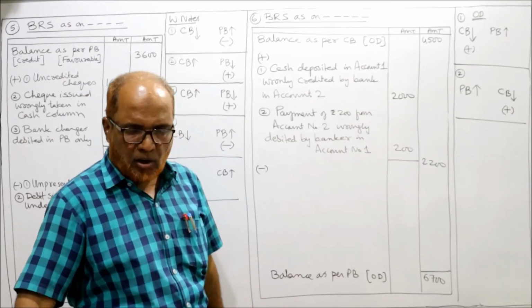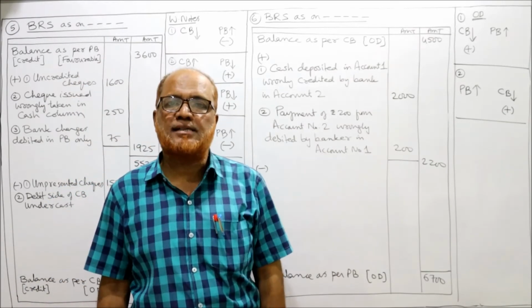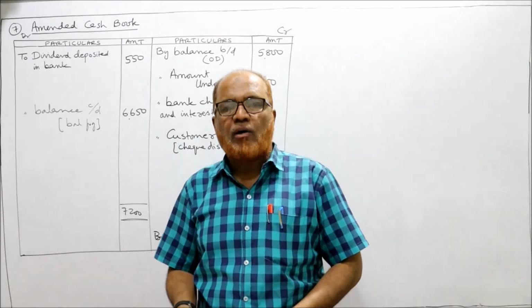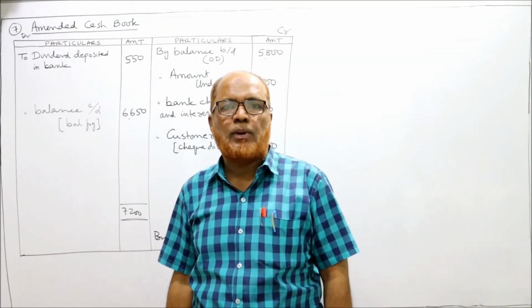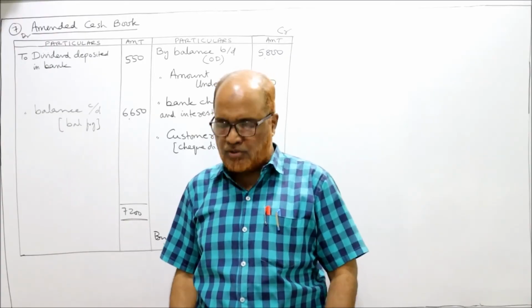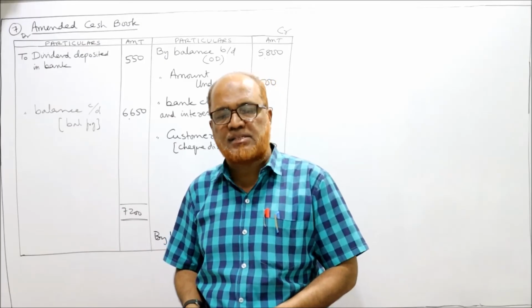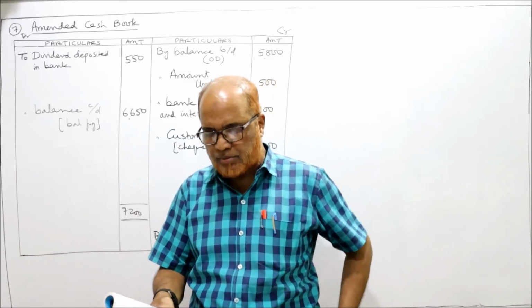So this is the end of problem number 6. We have completed 6 short problems. Now we'll start the last short problem on BRS. So the 7th problem is the last short problem on BRS. After this, we'll start the main problems.